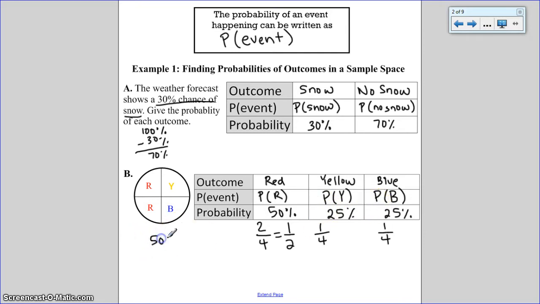So let's just write that out to the side. Every time you take care of everything, make sure that you've added everything up and that you get 100%. Perfect.